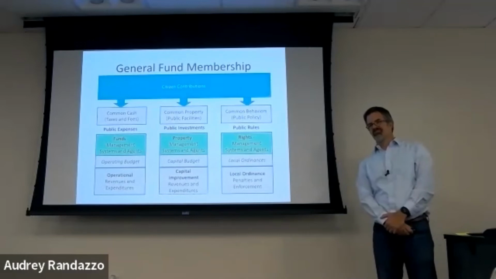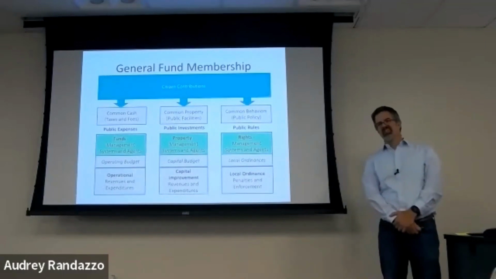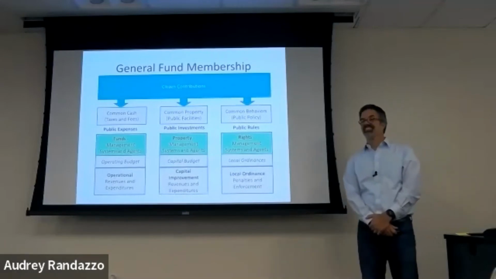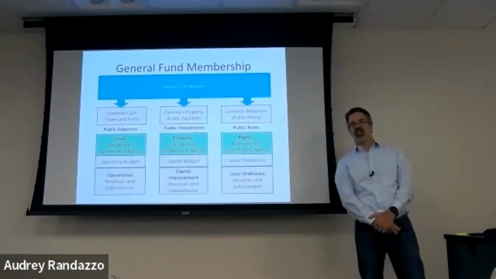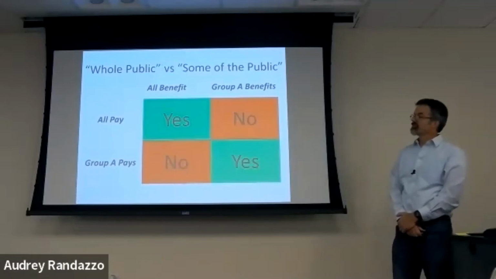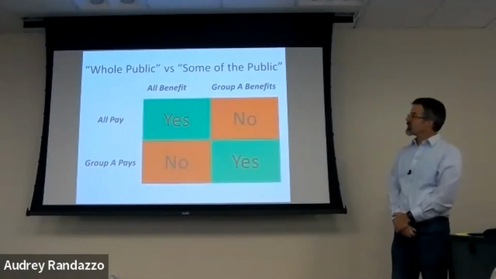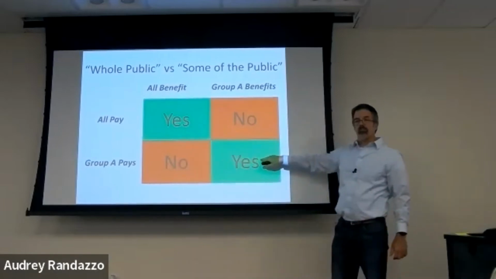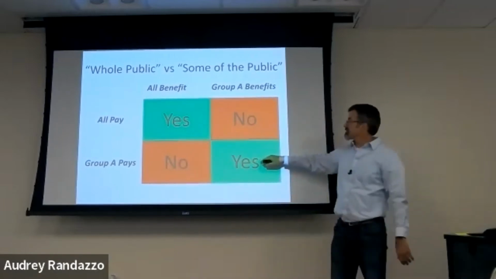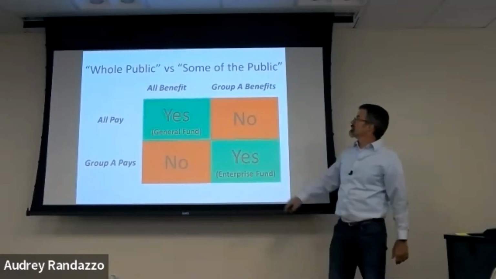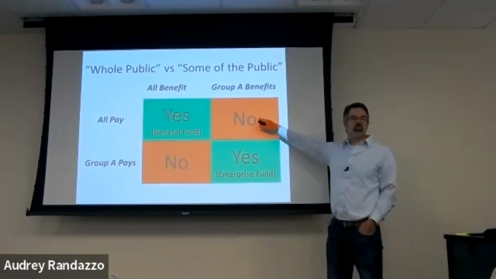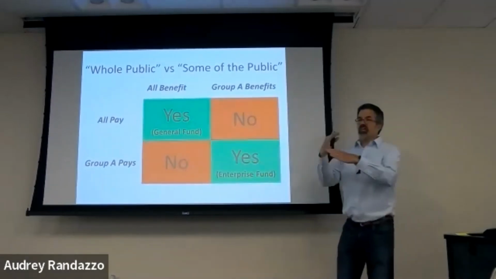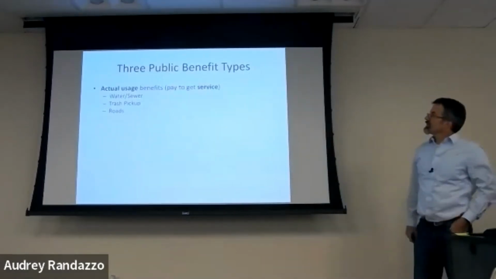Well, the challenge is the common cash and equitable benefits. Perfect. Yeah, in fact, we have a chart for that. So there's the all benefit, all pay, green light. Group A benefits, Group A pays, enterprise fund. That works. But these are the challenges. All pay, but only some benefit. Only some pay, but all benefit. Those are your off diagonal challenges in government.